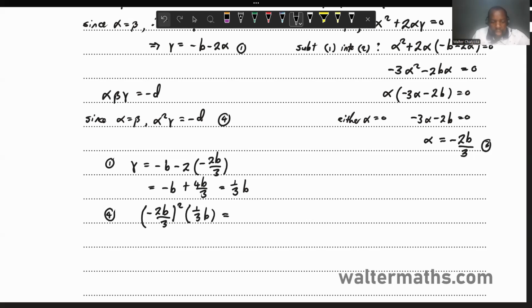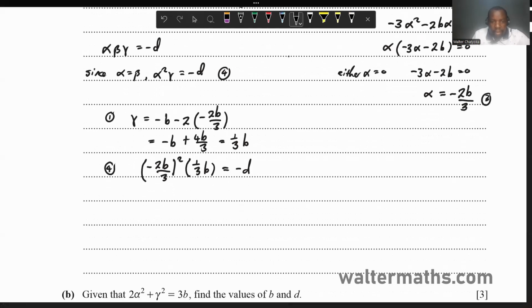This has to be equal to minus d, basically. All right, so we are going to be having 4b squared times b. So that's going to be 4b cubed over 3 squared, which is 9, and 9 times 3, that's 27, is equal to minus d. All right, and multiply both sides by 27, we have 4b cubed is equal to minus 27d. I've just multiplied both sides by 27, basically.